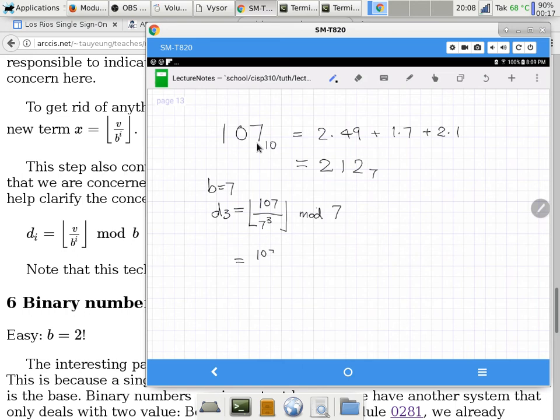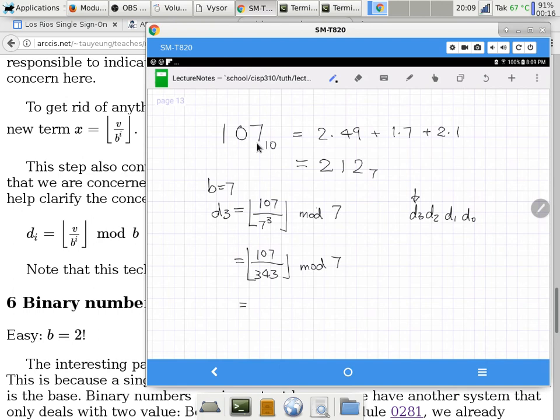107 divided by 343. And then the whole thing mod 7. What is that going to be? I don't understand what D is. D is digit. So this is the digit representing the quantities of 7 to the power of 3. In other words, we're trying to express the number as D0, D1, D2, D3. So we are focusing on this guy at this point.